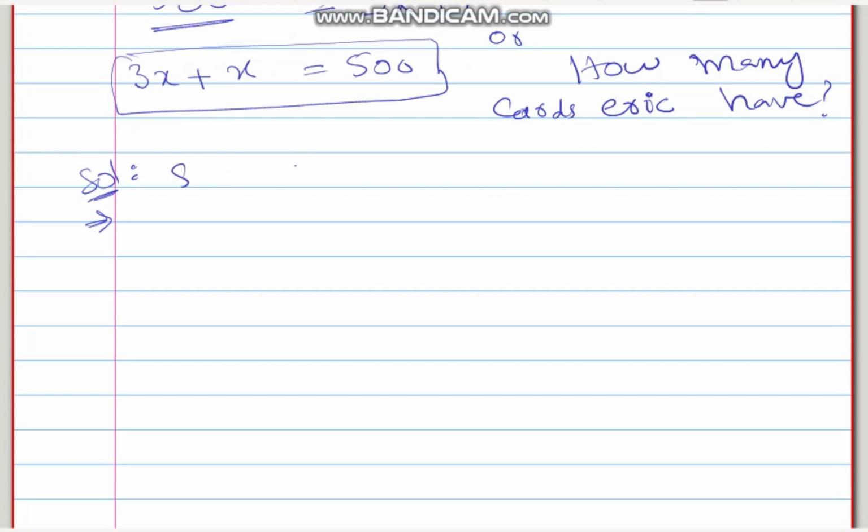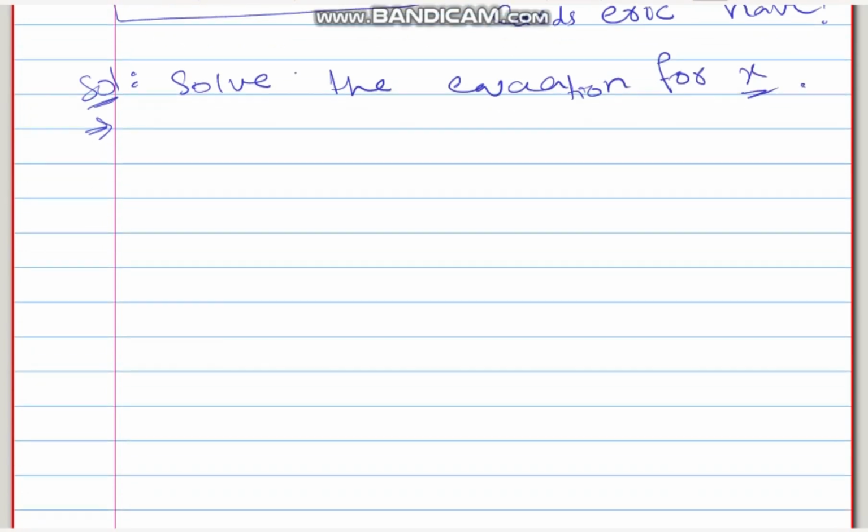I am going to solve the equation for x. So we have 3x plus x is equal to 500. Please note, this is a very important thing in this question: the coefficients of the same variable will be added. This is the more important point.